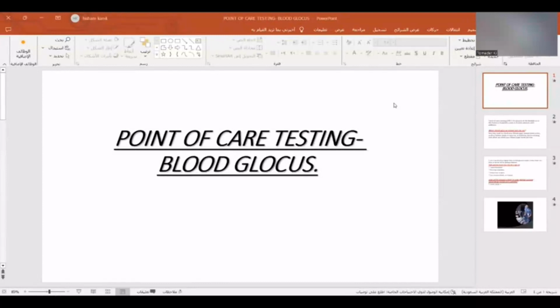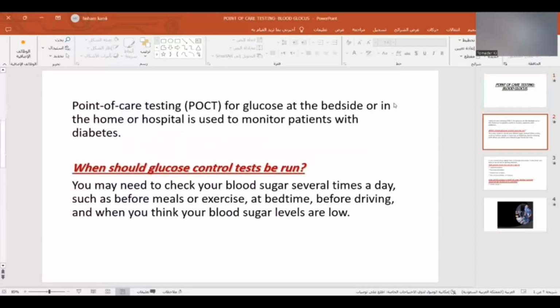We will talk about point of care testing blood glucose. Point of care testing for glucose at the bedside or in the home or hospital. It is used to monitor patients with diabetes. When should glucose control tests be run? You need to check your blood sugar several times a day, before meals or exercise, at bedtime, before driving, and when you think your blood sugar level is low.